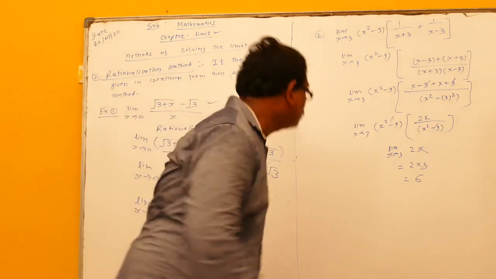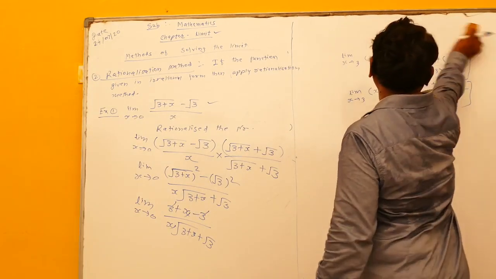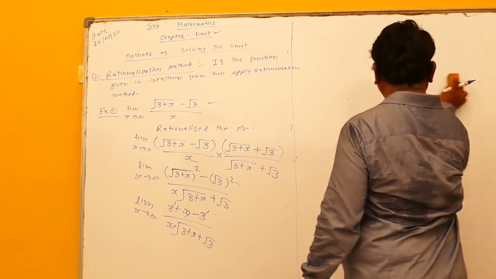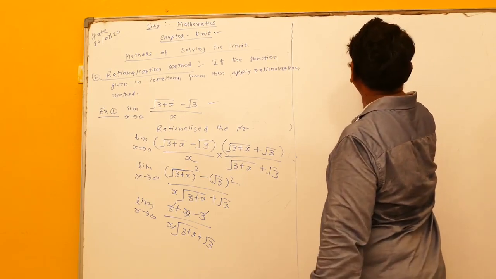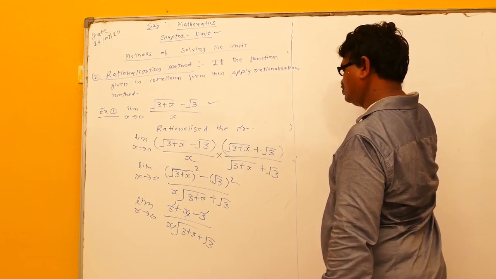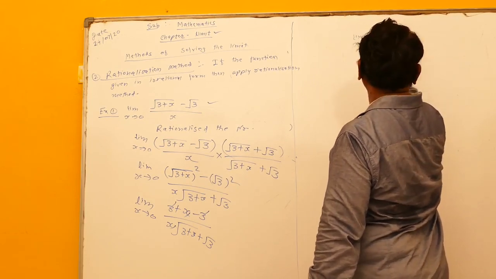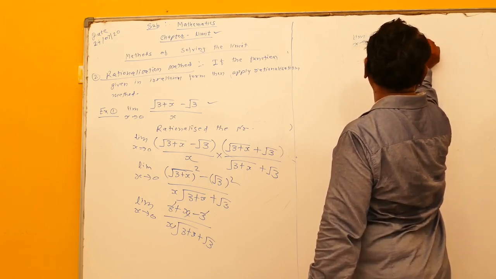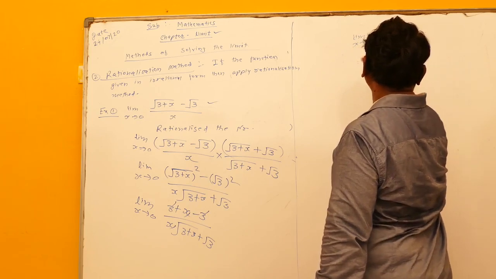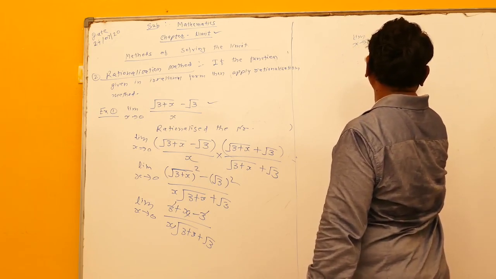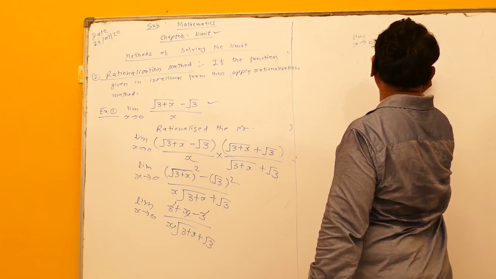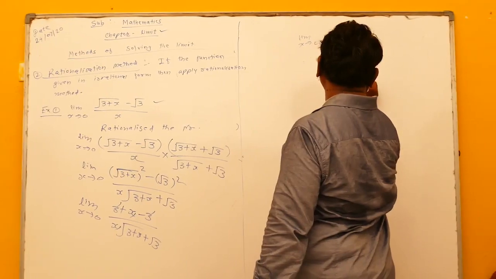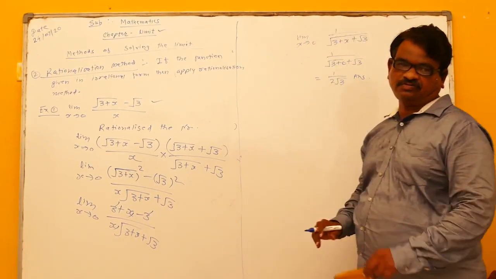Therefore, limit of x tends to 0, 1 by (root 3 plus x plus root 3). Put the limit, we will get root 3 plus 0 plus root 3, that is equal to 1 by 2 root 3. That is the answer.